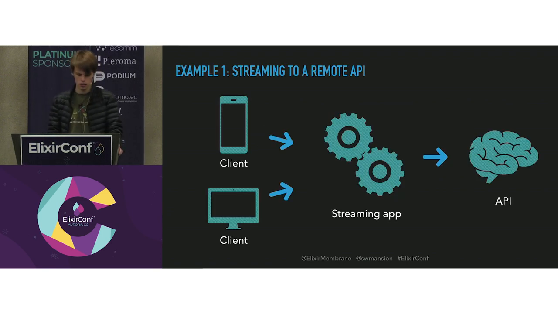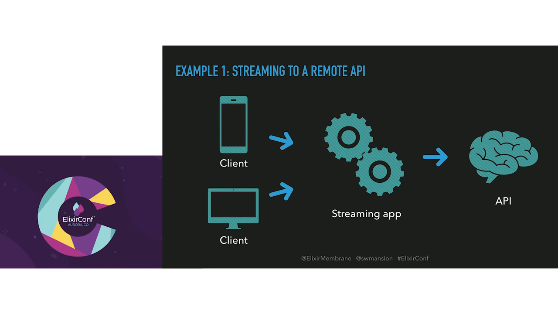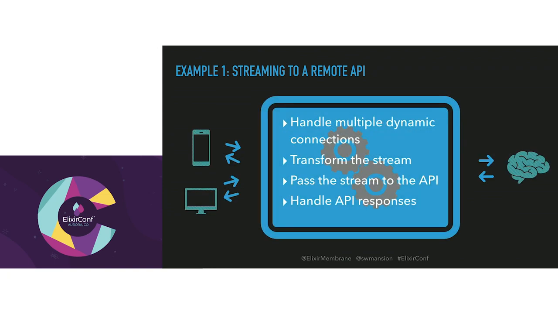In the first example, you have some API that exposes your super clever system that does some operations on multimedia, and you need to stream that multimedia from clients to that system. So basically, you need some streaming app that will take the multiple connections that come from the clients, transform the stream, because it's rarely in the format that is accepted by your API, then pass the stream on and handle responses. That's basically how it works.